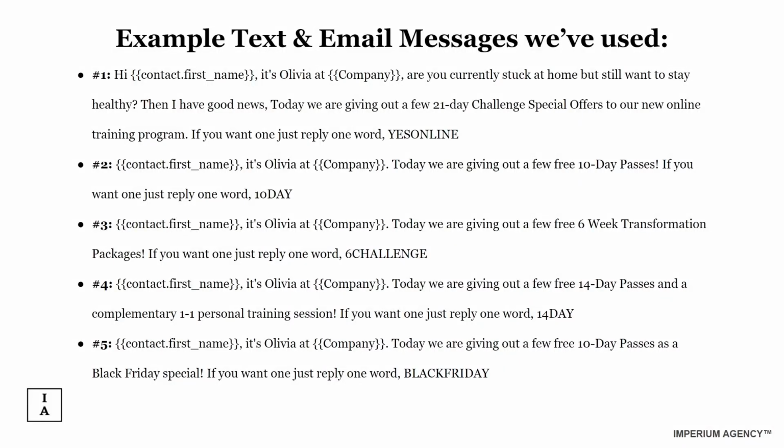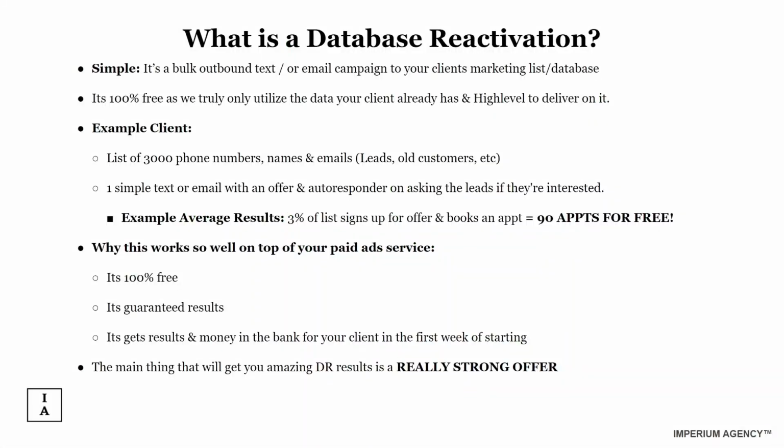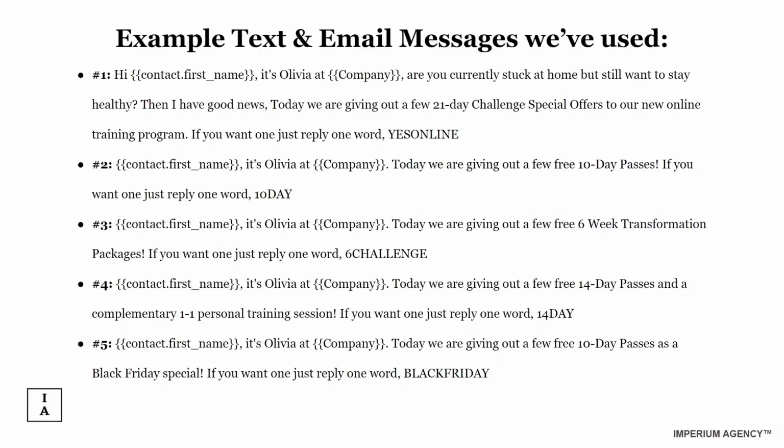Because it really is this simple. It isn't complicated at all. It's an outbound text campaign to the client's list using simple 2-sentence texts like these, calling out the person we're texting, introducing the company, highlighting our very strong offer, and then telling them how they can get it by giving us one word. And then the autoresponders will do the rest. It's completely automated as well. It's so easy to do this.